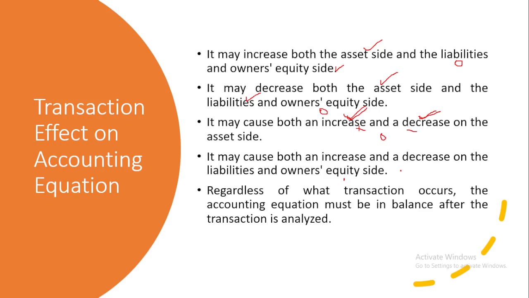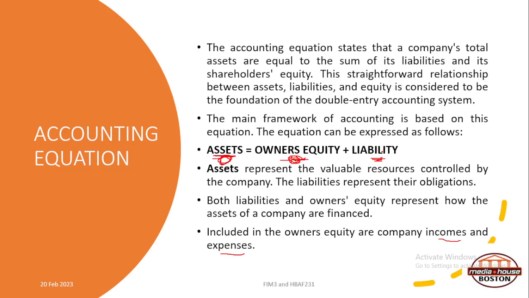So this is making one item the subject of the formula. And then another thing is that if I go and say assets minus owner's equity, whatever will be remaining will be the liability, meaning that there will be a liability claim towards the assets of the business.